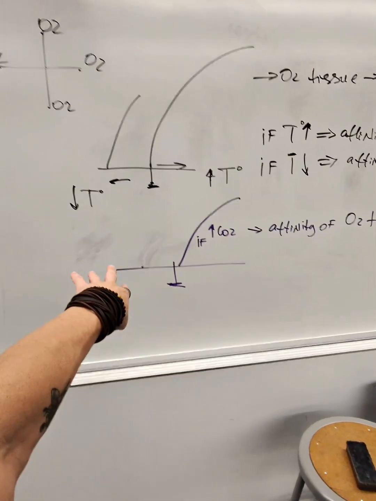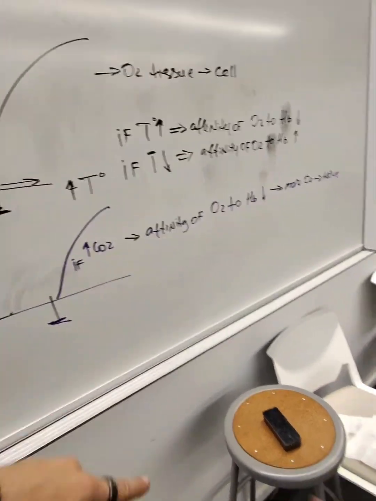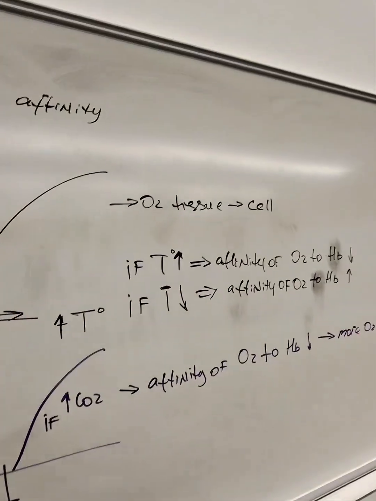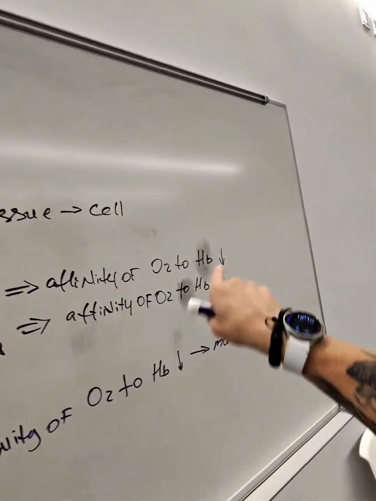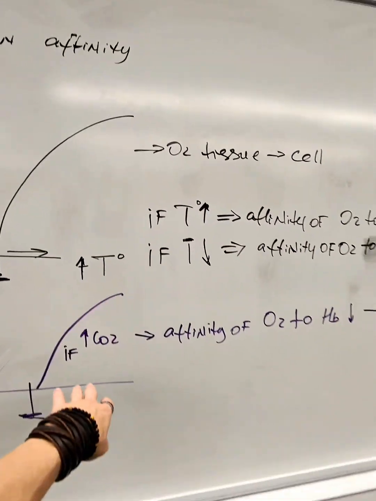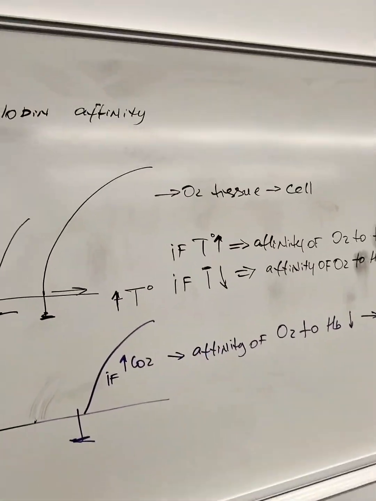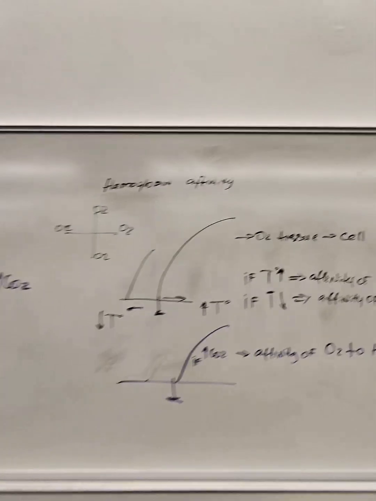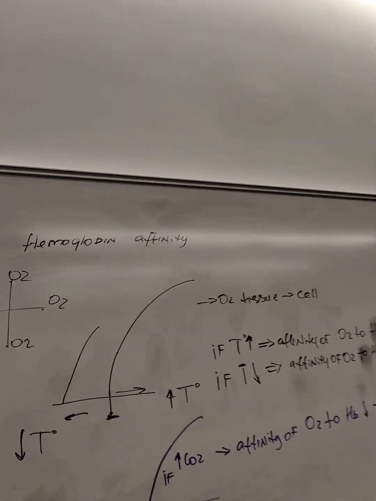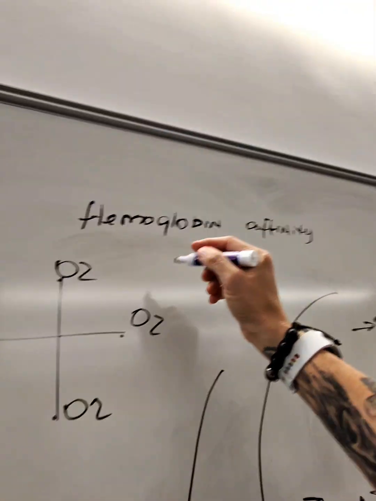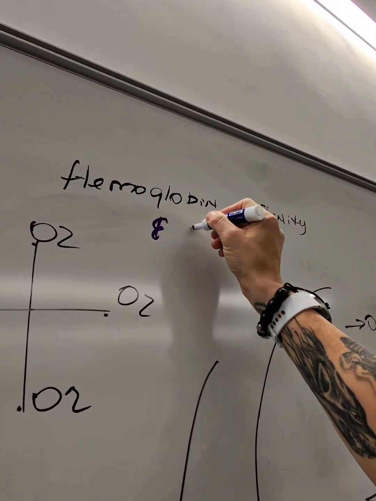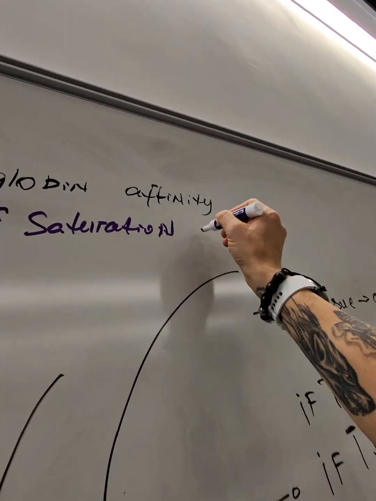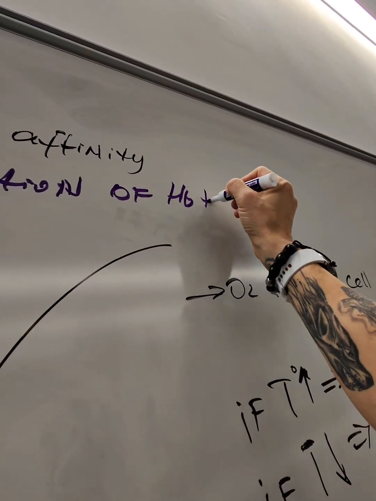We can actually discuss what's going to happen if there's a lower carbon dioxide, but that would be the opposite of this pathway. So if we are in a hot environment, we will detach oxygen and bring it more into the tissues. If we are in a toxic environment, there's also less affinity of oxygen to hemoglobin, so we get it more into the tissue. So this is about hemoglobin affinity and saturation of what? Of hemoglobin to oxygen.